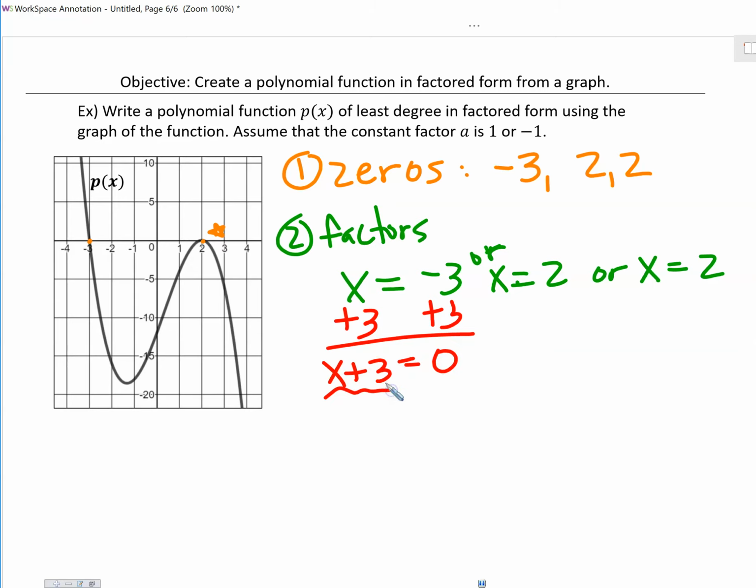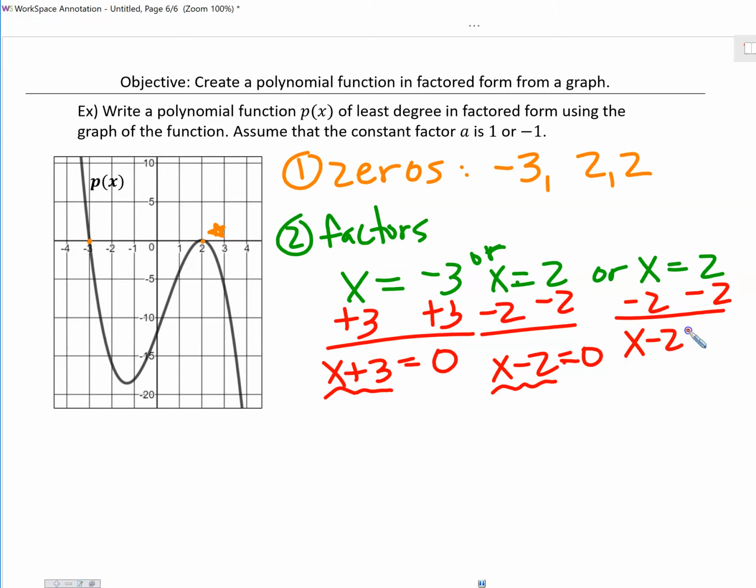So x plus 3 is a factor. Here I subtract 2. It gives me x minus 2 equals 0. So x minus 2 is a factor. Here I subtract 2. So x minus 2 equals 0, and x minus 2 would be a factor.